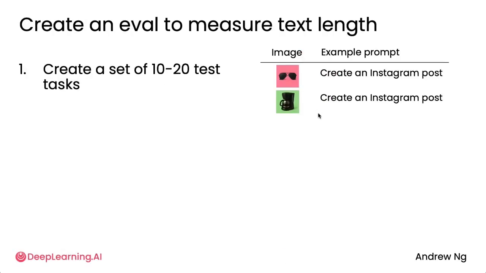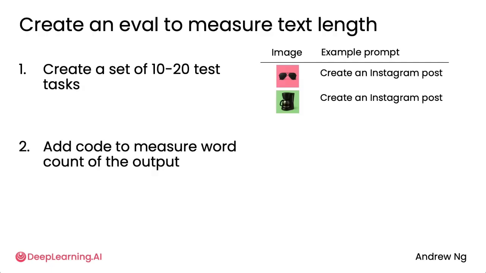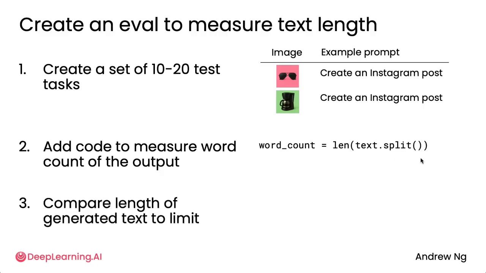So to create an eval to measure the text length, what you might do is create a set of test tasks. So a pair of sunglasses, a coffee machine, and so on, and maybe create 10 to 20 examples. Then you would run each of them through your system and write code to measure the word count of the output. So this is Python code to measure the word count of a piece of text. Then lastly, you would compare the length of the generated text to the 10-word target limit. So if word count is equal to 10, num correct plus equals 1.